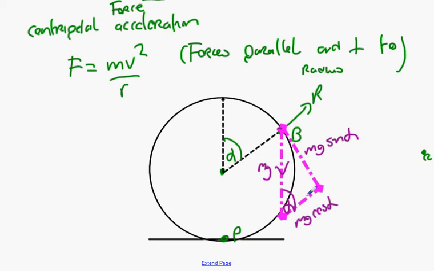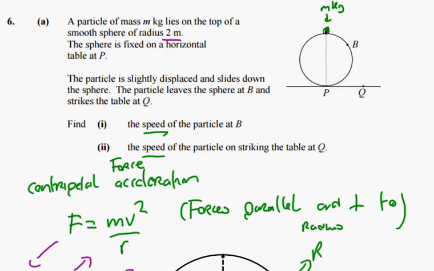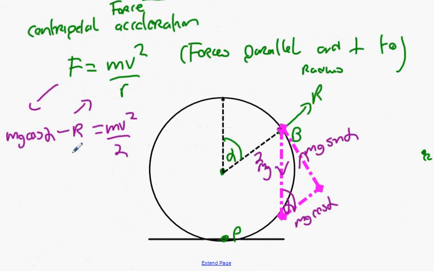Which one's acting towards the center of the circle? Mg sine is going directly up on the tangent, so it's mg cos alpha. Okay, so force has two components. It has mg cos alpha, that's coming diagonally left down. It has r, which is acting directly up, and then it has mv squared over r. What's the radius of the circle? It's 2 meters. That's my first equation of motion, okay?